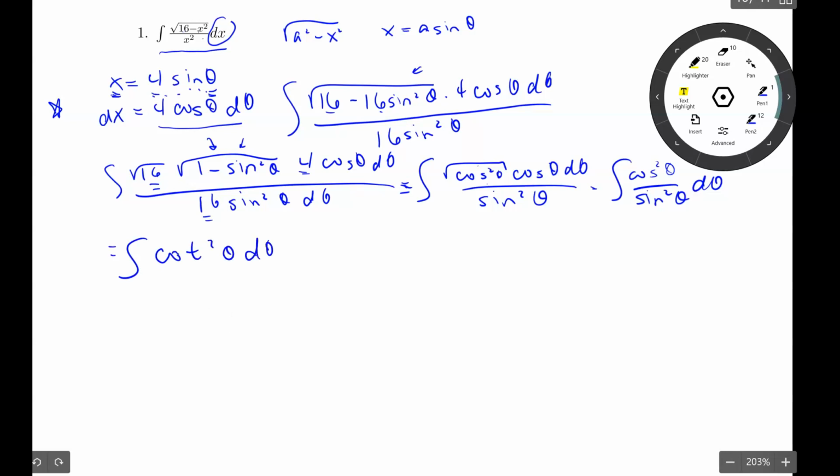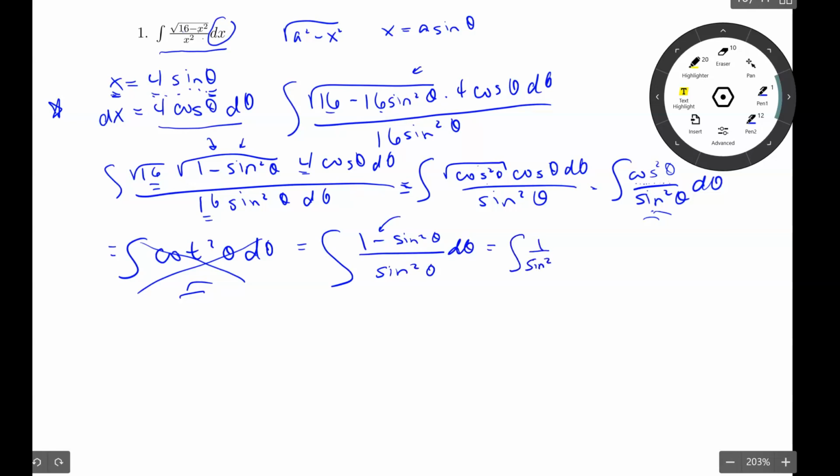Do I know what that is? I don't. What am I supposed to do now? From here to here is correct, but it's not helpful, is it? So I'm going to put an x through that and think: is there something I can do with this cosine squared? I know an identity. That's 1 minus sine squared theta, and then sine squared theta down here. So then I have subtraction in the numerator of the fraction. So this is 1 over sine squared minus 1, correct?